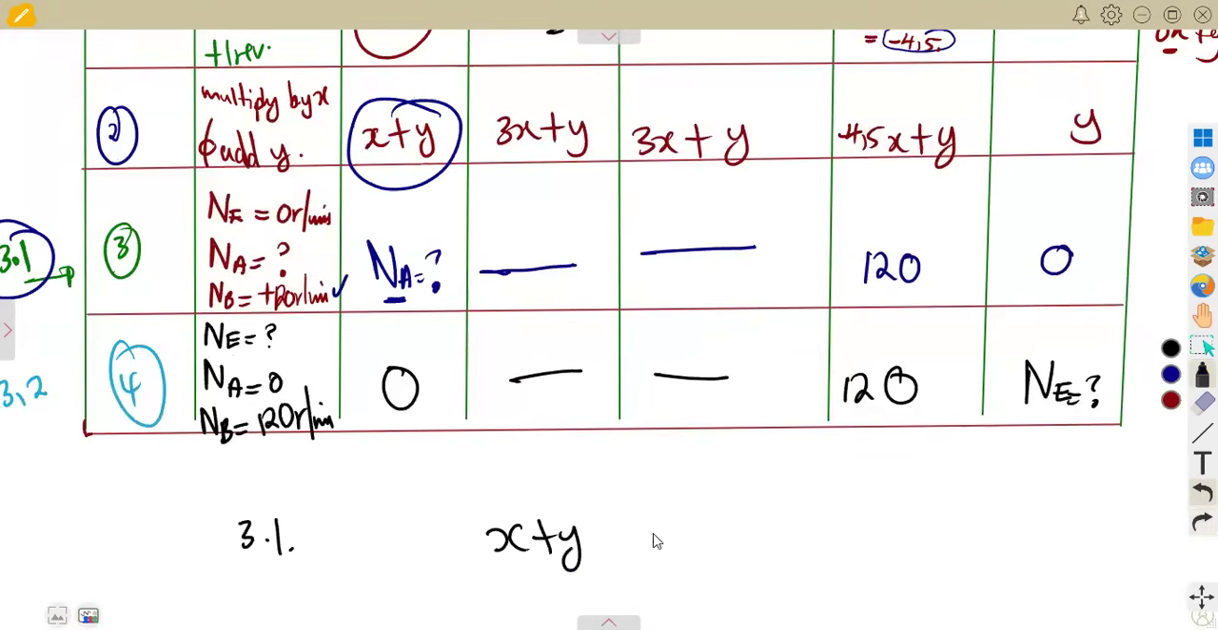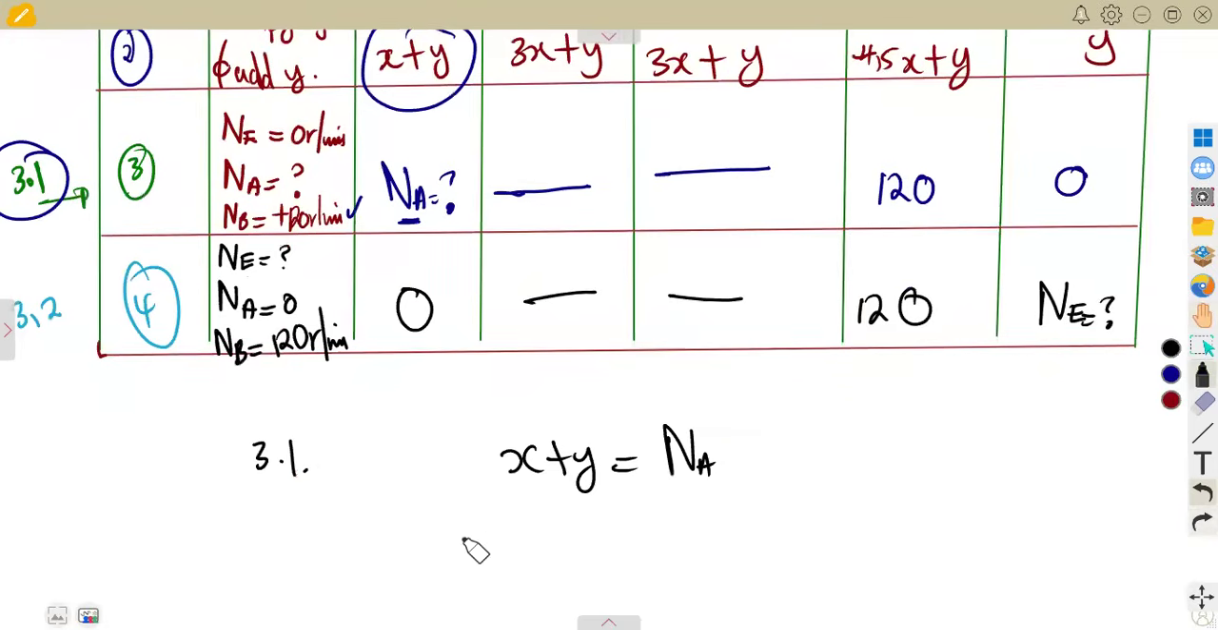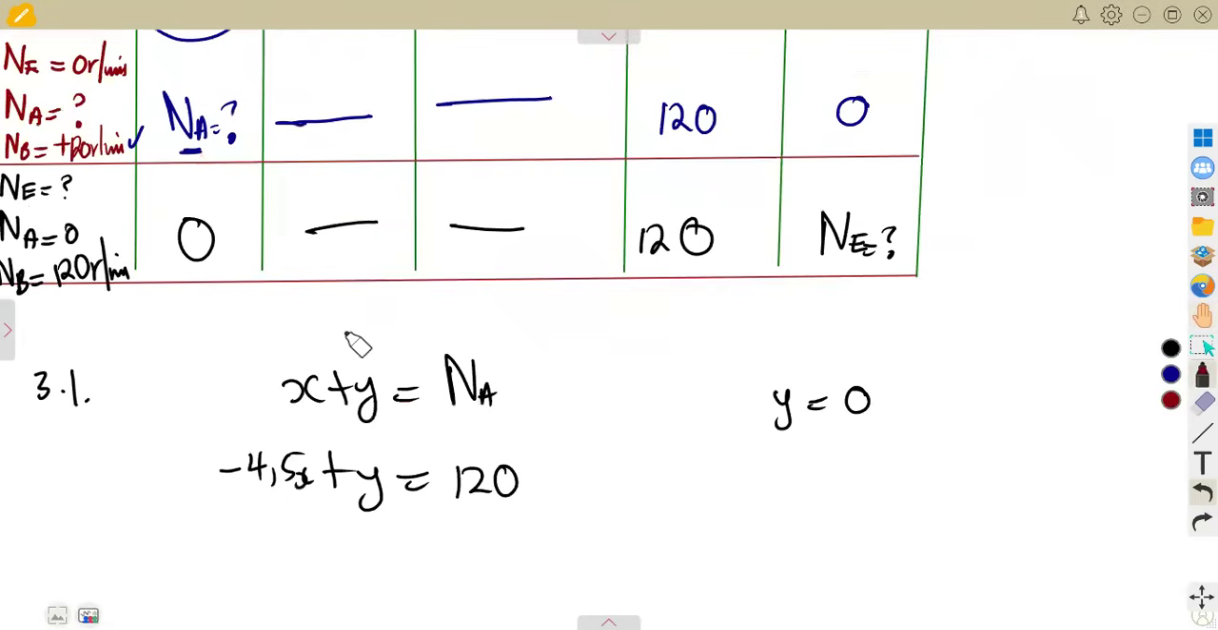x plus y is equal to the speed at A. Then here there's nothing to formulate. All right, here there's something: minus 4,5x plus y is equal to 120. And also y is equal to what? y is equal to 0 from that other part. So if y is equal to 0, what does it mean? It means x is equal to NA.